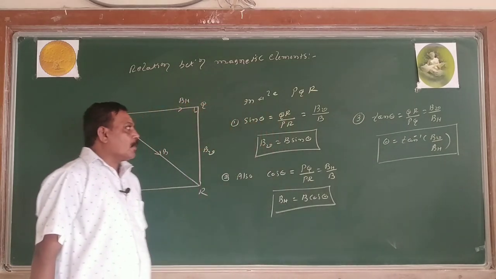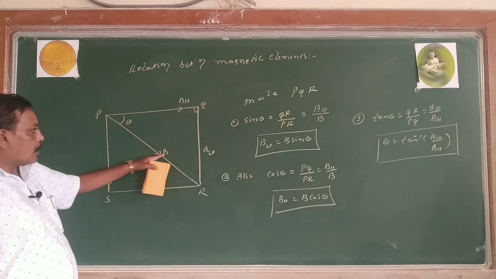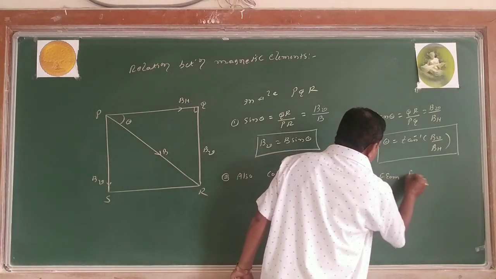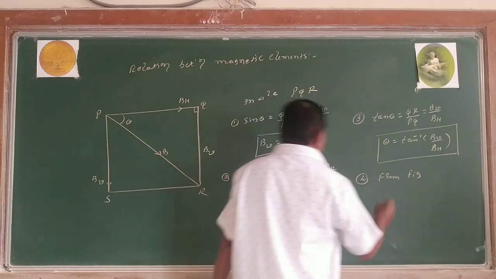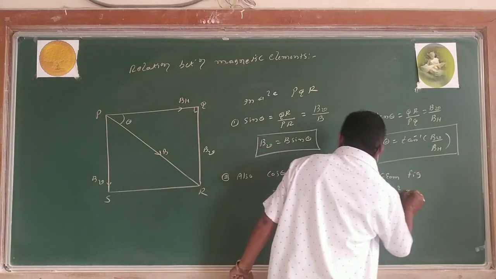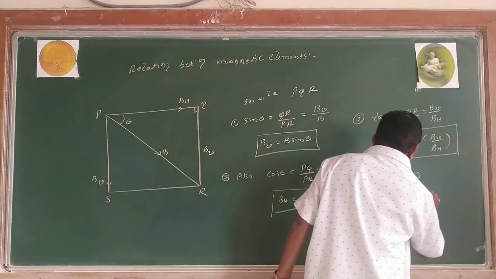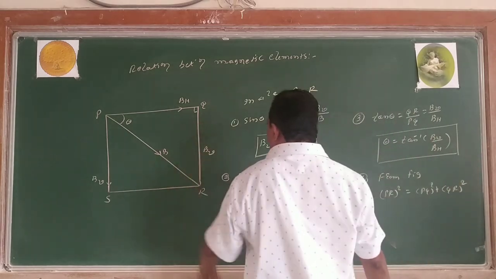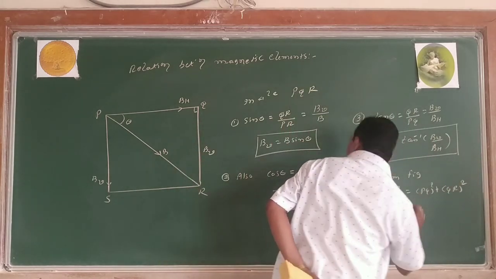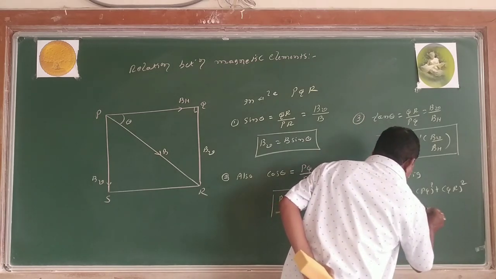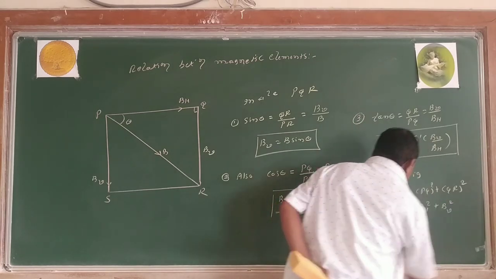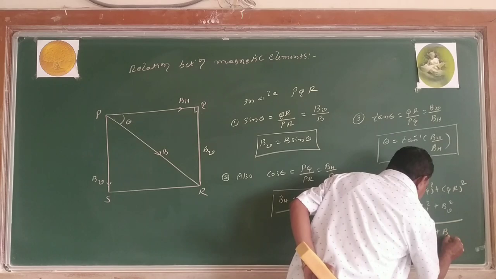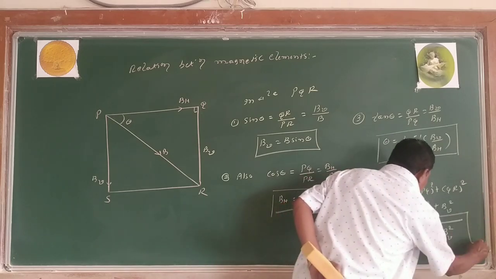Then I want to have the resultant magnetic field from the figure. If I apply the Pythagoras theorem, PR square equals PQ square plus QR square, right? B square equals BH square plus BV square. B equals under root of BH square plus BV square. This is the resultant magnetic field of the Earth.